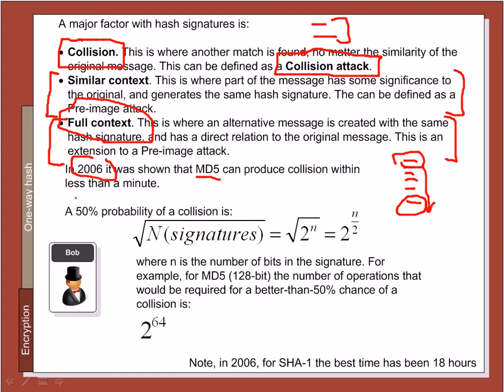The calculation for a 50% probability of a collision is the square root of the total number of signatures. So in the end it ends up as 2 to the power of n/2. So for an MD5 128-bit hash, for a better than 50% chance, if we store 2 to the power of 64 signatures, we'll have a better than 50% chance of a collision.